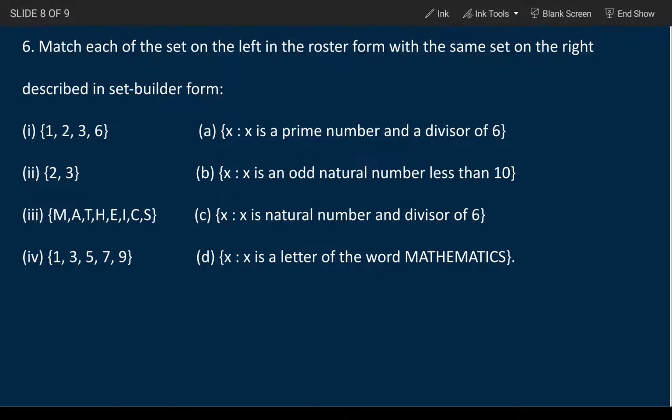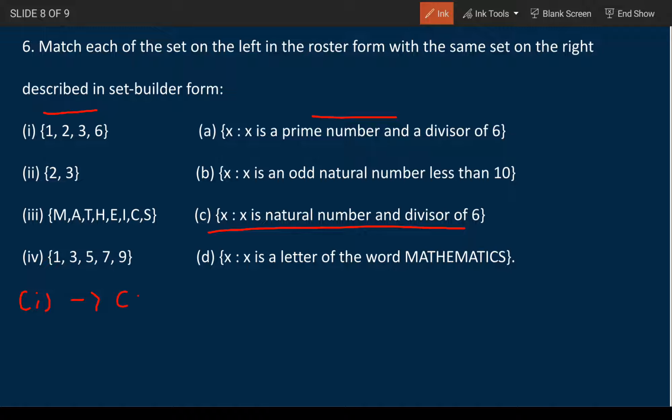We have the last question, the sixth one. Match each of the set builder forms to the roster form. Here we have the roster form and here we have the set builder form. We have to match the following answers. So we can see 1, 2, 3 and 6. So here x is a natural number that is a divisor of 6.